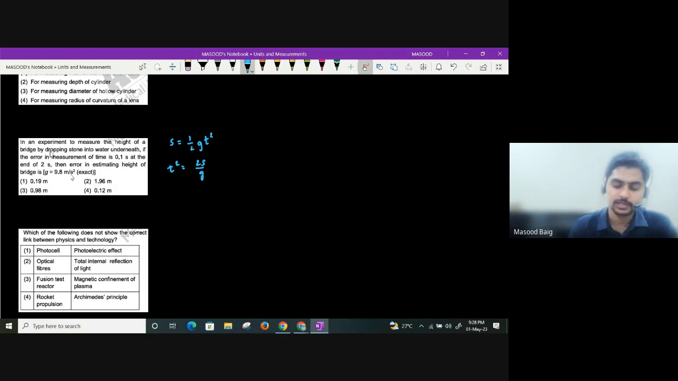So what we can say, in an experiment to measure the height of a bridge by dropping, the g value is exact here. There is no variation in g. So what we can write, s value will be proportional to t square. So I can write delta s divided by s will be equal to 2 times delta t divided by t. Okay. So already they have given 2 seconds again. So from this you can find height, which I'll get as half into 9.8 into 2 square. So I'll get 19.6 meters. This is the actual height.